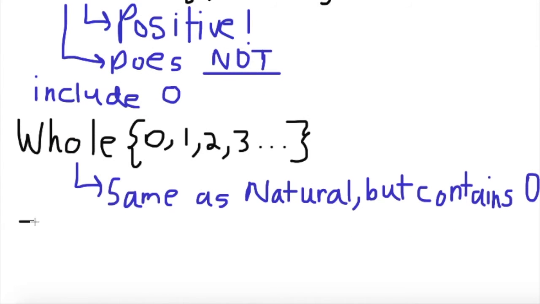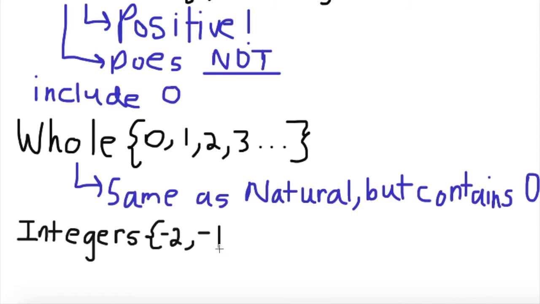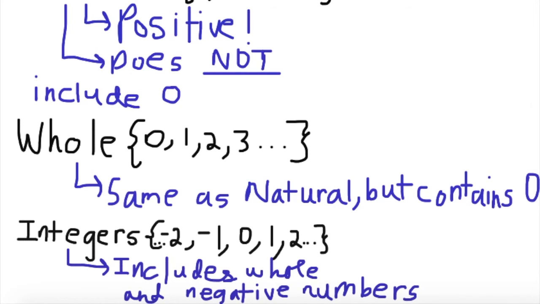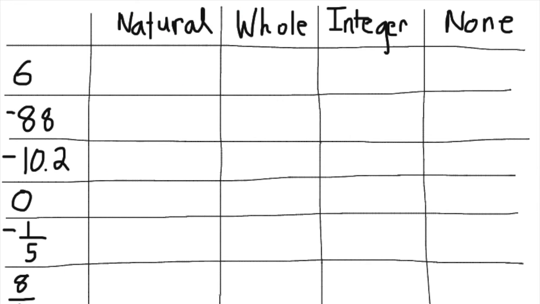Now let's go to integers. The set of integers includes negative 2, negative 1, 0, 1, 2, and I should put ellipses before the negative 2 and after the 2. Integers include whole and negative numbers. So they go from all the negative numbers, negative 4, negative 3, negative 2, negative 1. They include 0, then 1, 2, 3, 4, so on and so forth.